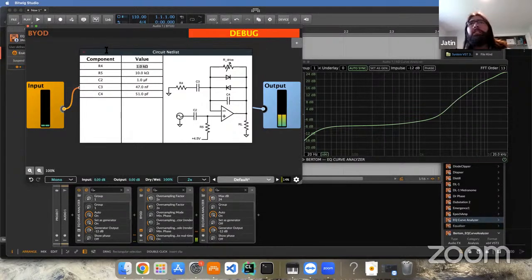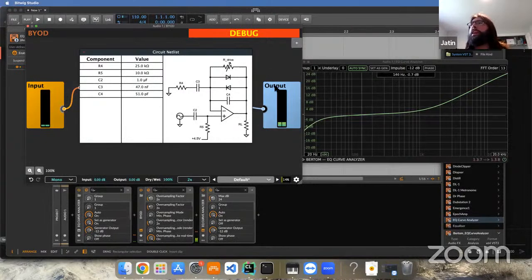Again, not a particularly accurate frequency response, since this is a nonlinear process here, but we can change the resistor value and see the corresponding change in what the rough frequency response looks like.